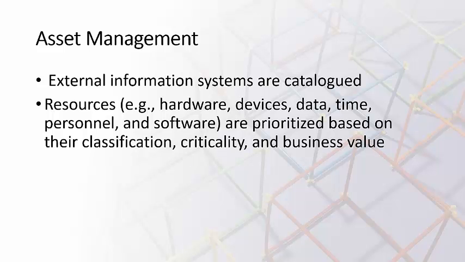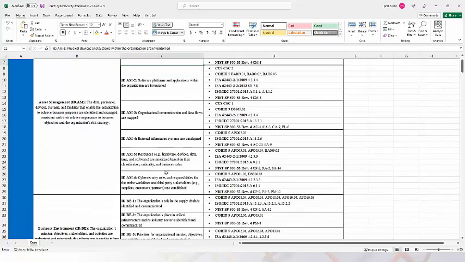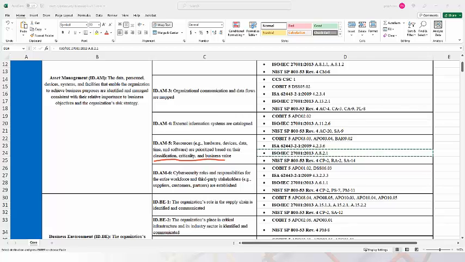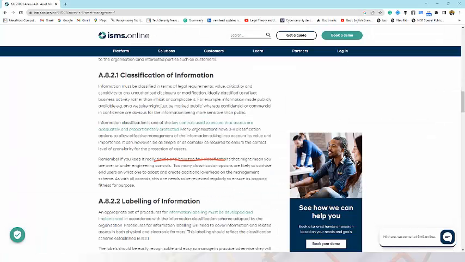So if you go by the Excel sheet again, here it says resources. And if you see the statement, it clearly says the resources are prioritized based on their classification, criticality, and business value. And for that, we follow ISO 8.2.1. If I go back to the slide, 8.2.1 says that information must be classified in terms of legal requirements, value, criticality, and sensitivity. Information classification is one of the key controls. Definitely, because unless we classify, we cannot protect.